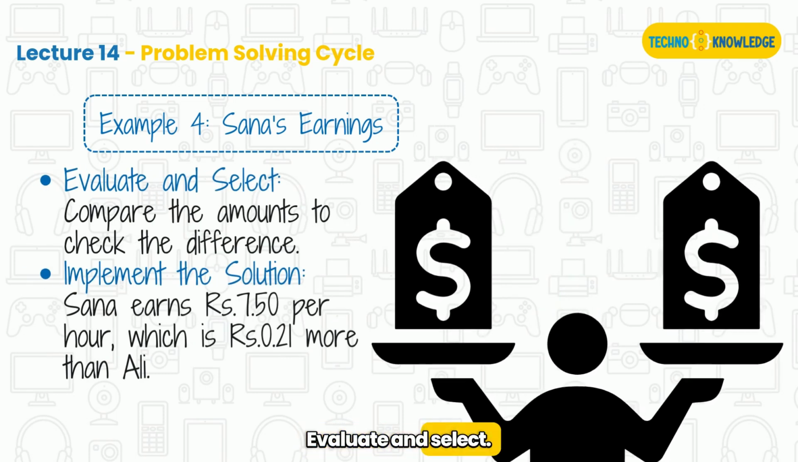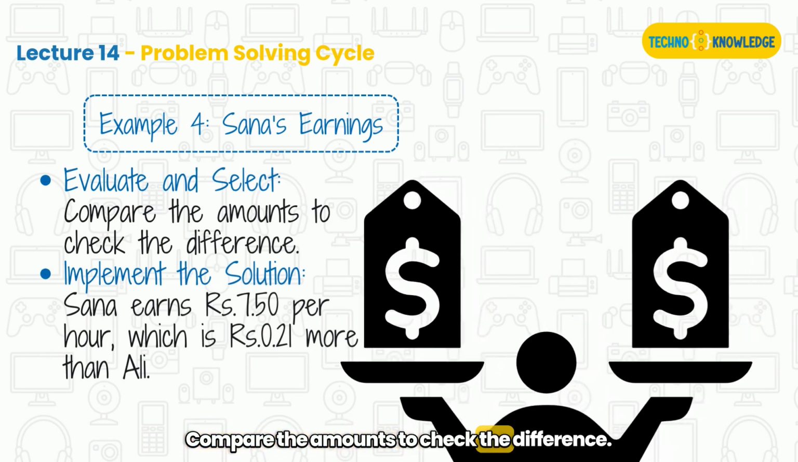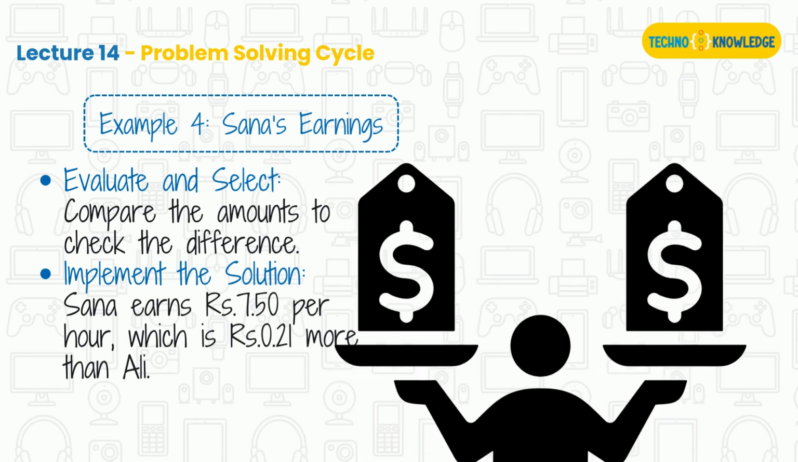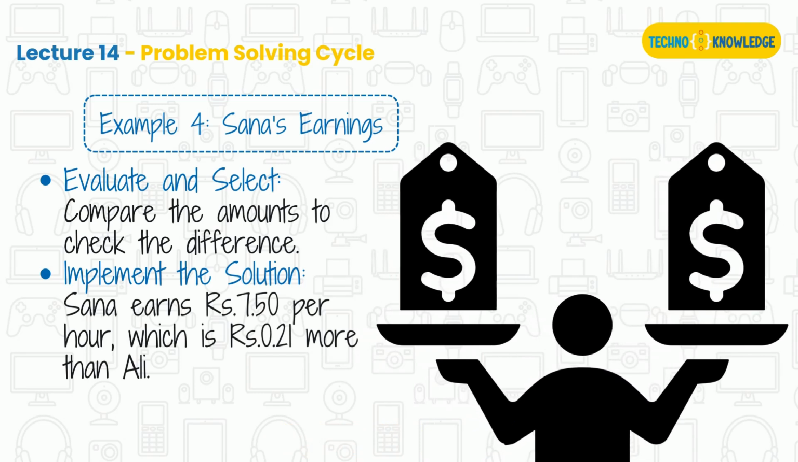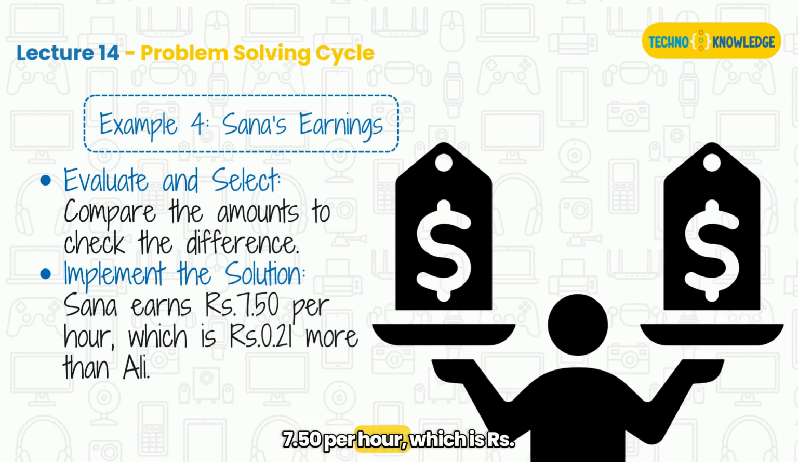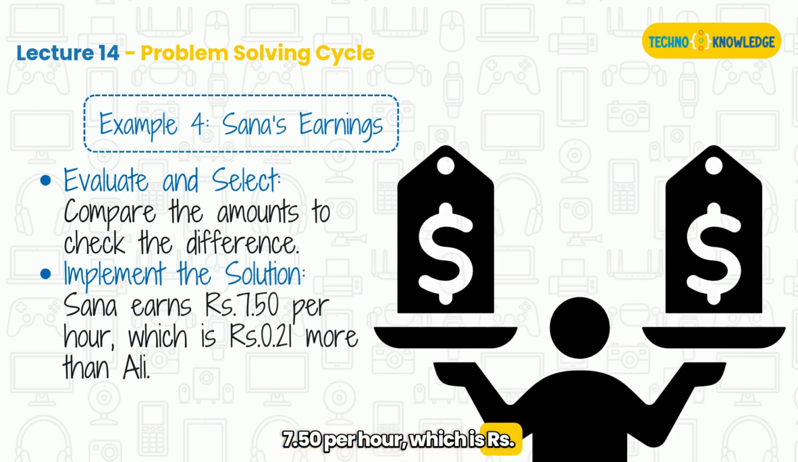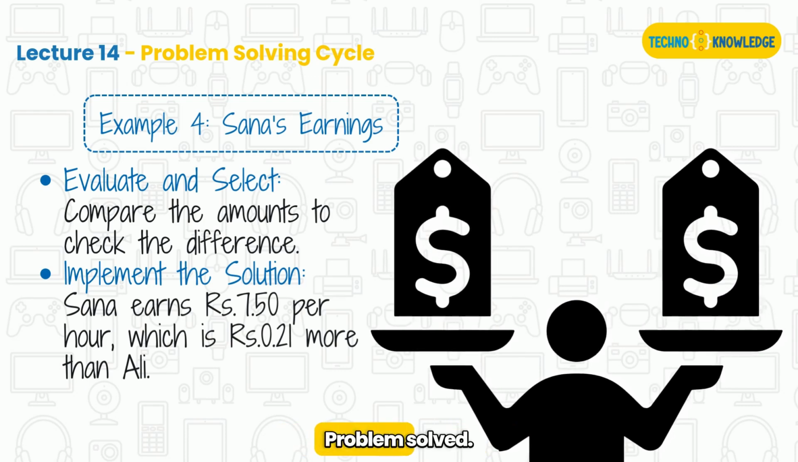Evaluate and select. Compare the amounts to check the difference. Implement the solution. Sana earns Rs 7.50 per hour, which is Rs 0.21 more than Ali. Problem solved!